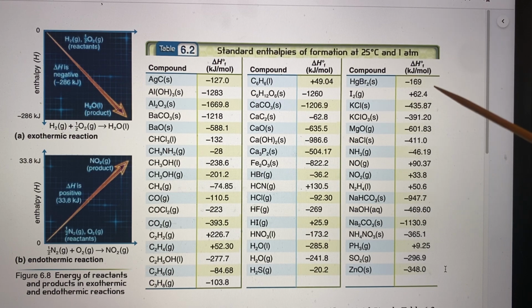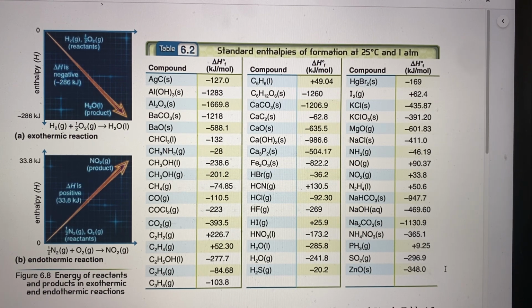So if you have, let's go for H2O. H2O water is going to be negative 285.8. H2O gas is going to be negative 241.8. See how they're different? They're different in their liquids or gases or solids. So there's a lot of states.